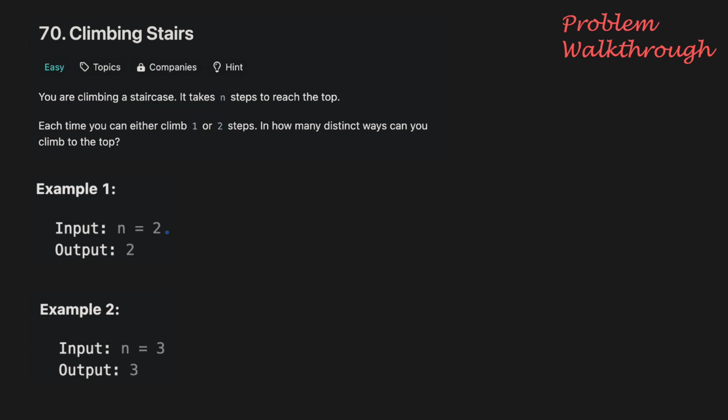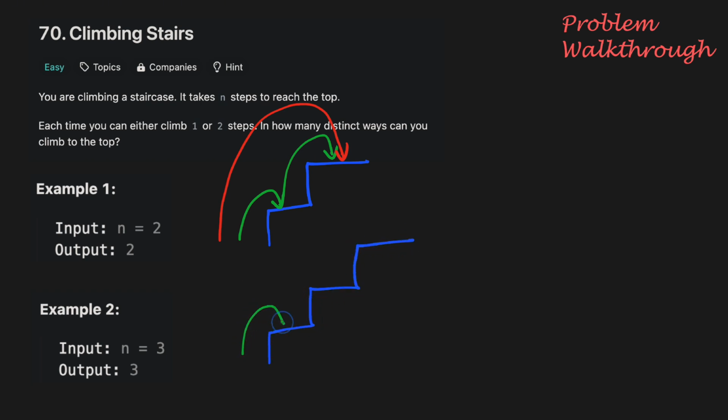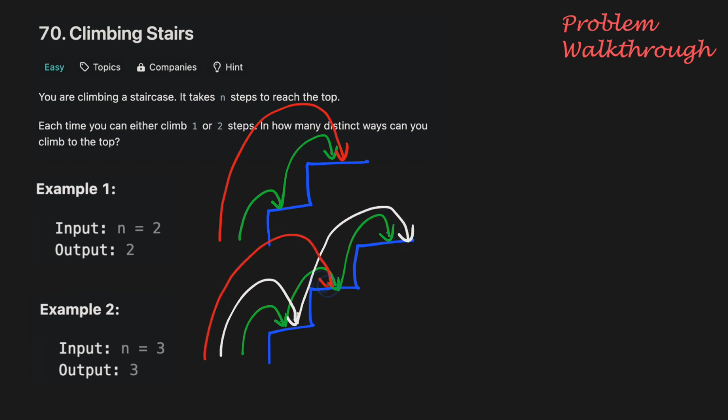And in example 1, n is equal to 2. So we have a staircase containing 2 steps to climb. Now one way can be that we climb 1 step and then the second step, or we can climb 2 steps simultaneously. So the total number of ways to climb to the top is 2. Similarly, for n equal to 3, we can either climb 1 step at a time, or we can climb 1 step till this point but then climb 2 steps, or we can also climb 2 steps and then climb 1 step. So in this case, there are a total of 3 ways to climb to the top.